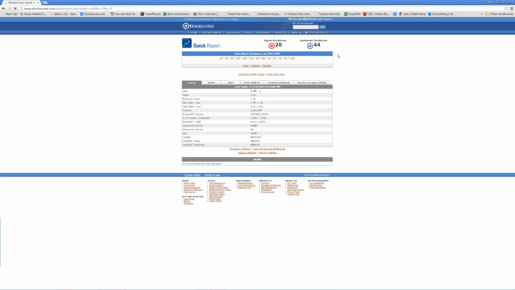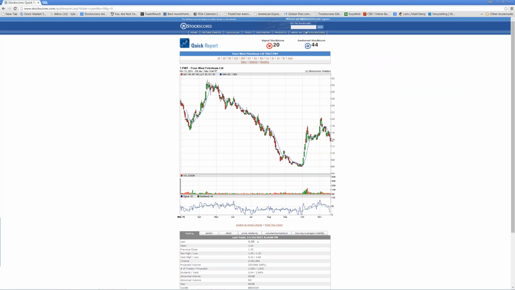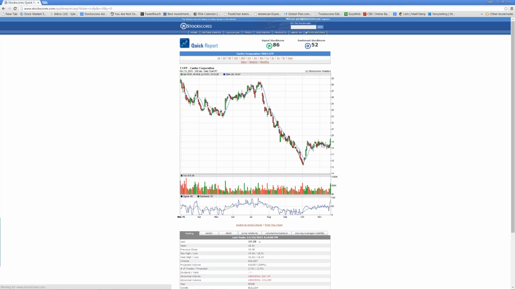T.PWT. PWT I took on as a swing trade a couple weeks ago, got stopped out today, so unfortunately it's broken through support. It had a good 1 or 2 day run and it just didn't follow through, so I would avoid the stock right now. T.CFP. I'm going to do a few more here and then we'll wrap it up.